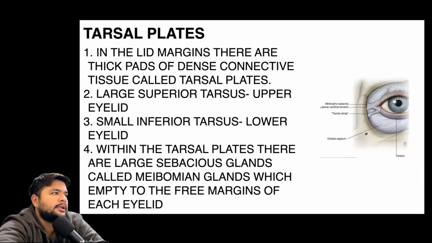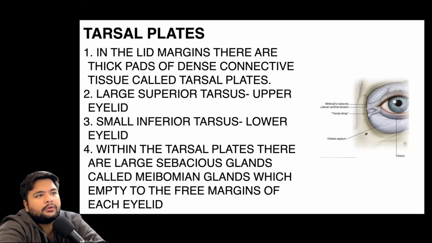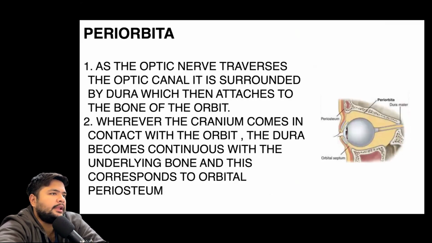Coming to the tarsal plates, in the lid margins, there are thick pads of dense connective tissue called tarsal plates. Here we can appreciate in this diagram the tarsus at the lower aspect of the eyeball, and on the right side we have the tarsal strap and Whitnall's tubercle. The large superior tarsus is the upper eyelid, and the small inferior tarsus is the lower eyelid. Within the tarsal plates there are large sebaceous glands called the meibomian glands, which empty into the free margins of each eyelid.